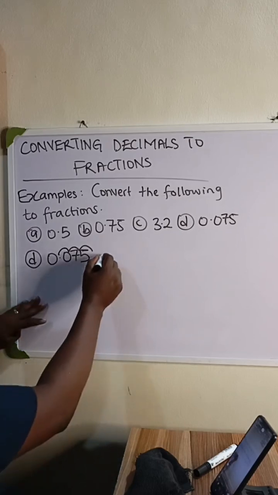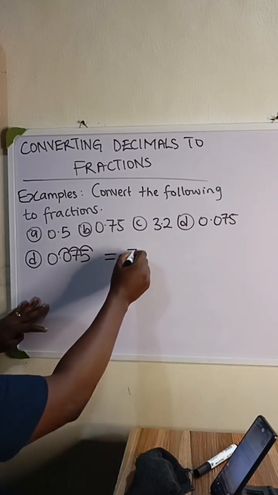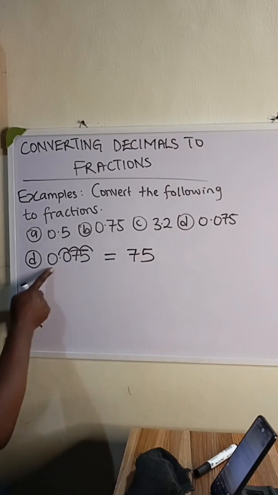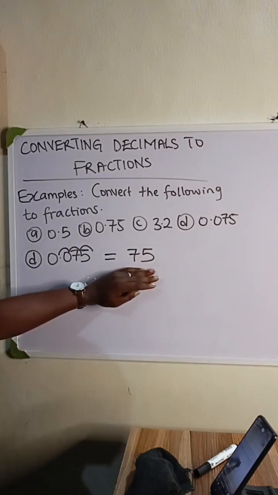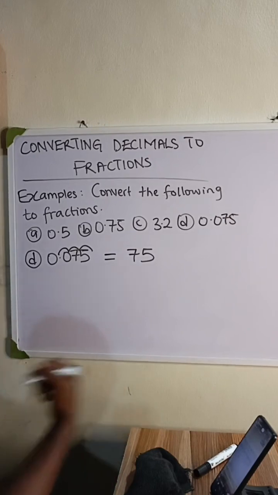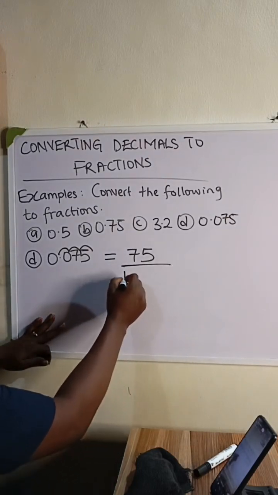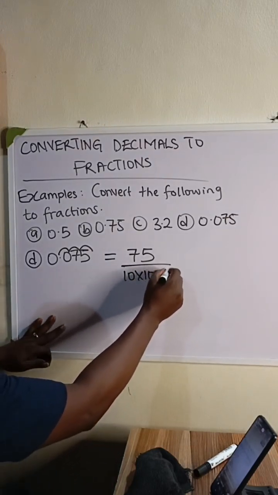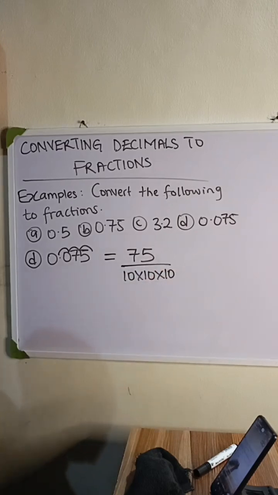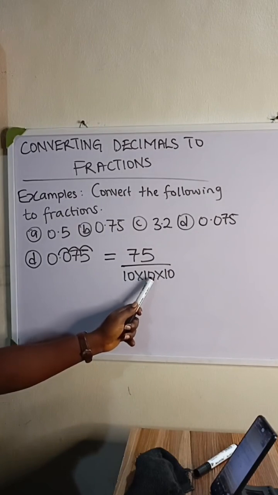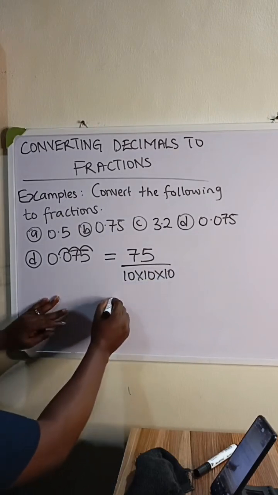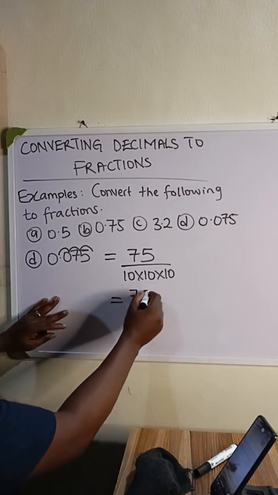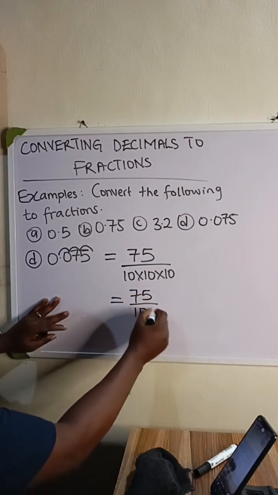Since we are moving it 3 times, we are going to have 75. You can see that these numbers are 0, so there's no need to put them. We only wrote the non-zero digits, 75. Since we moved it 3 times, we're going to divide by 10 times 10 times 10. Because each step is 10. The next step is times 10. The next step is times 10. That means we are dividing by 1,000, so 75 over 1,000.